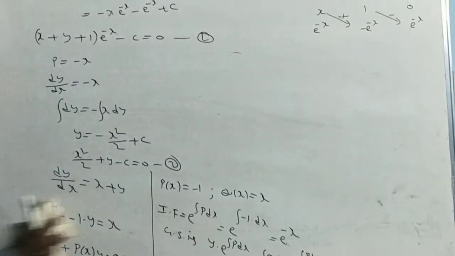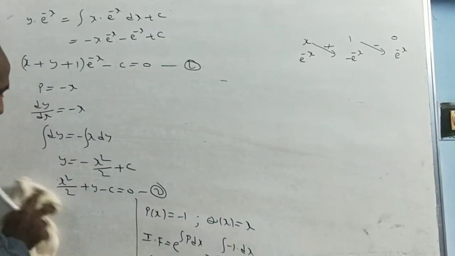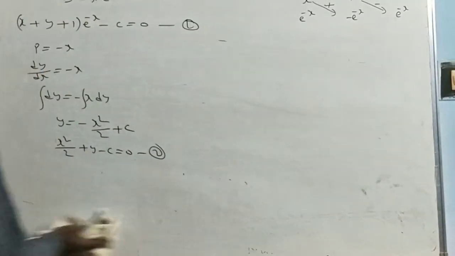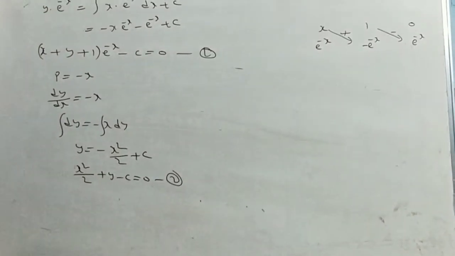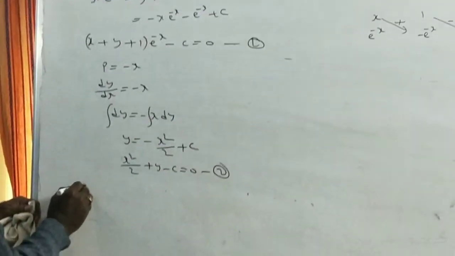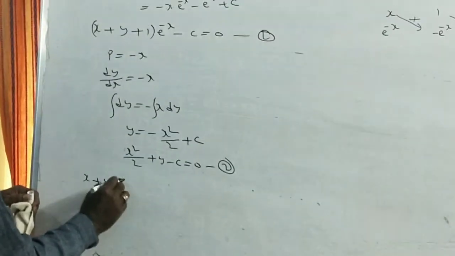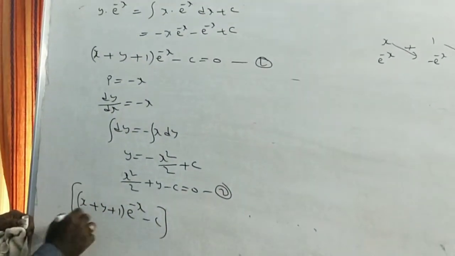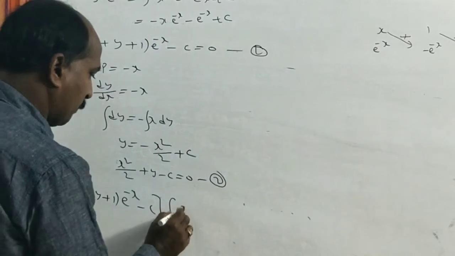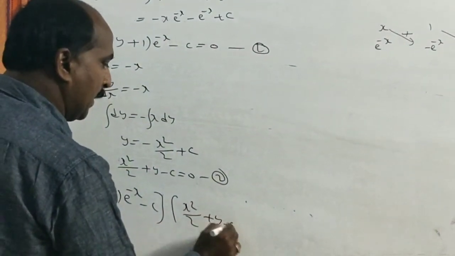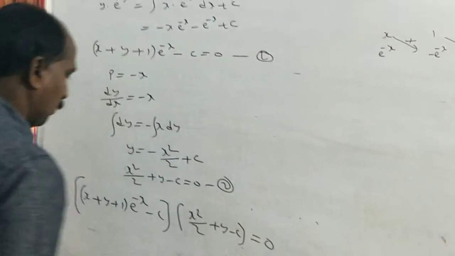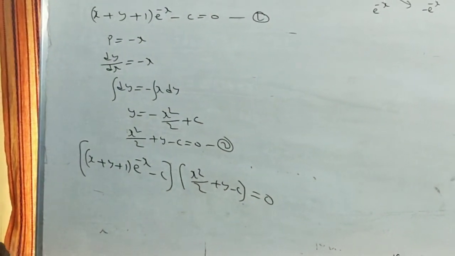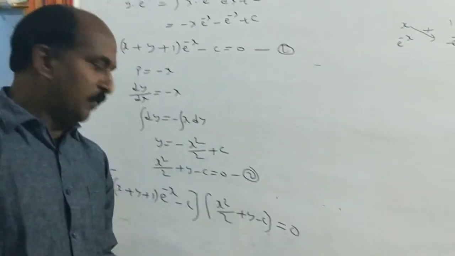On multiplying 1 and 2, we get the general solution of the given differential equation. Multiplying 1 and 2, here 1 is x plus y plus 1 into e power minus x minus c, into the second one, x square by 2 plus y minus c equal to 0. This is the solution for the given first order second degree differential equation.